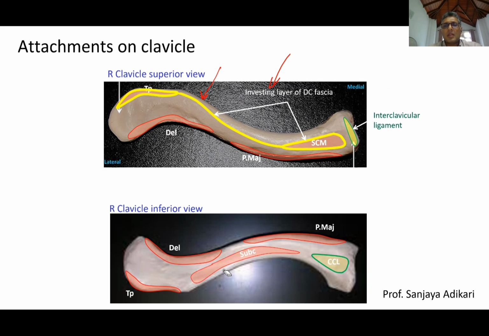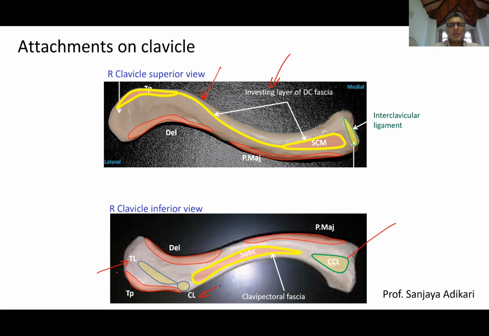And on the inferior surface, at the medial end, you get the costoclavicular ligament attached between the costal cartilage of the first rib and the inferior surface of the clavicle. Then here laterally, you get an important ligament which is called the coracoclavicular ligament, which has two parts, the conoid part and the trapezoid part. It's an important ligament, especially when it comes to the fracture of the clavicle.